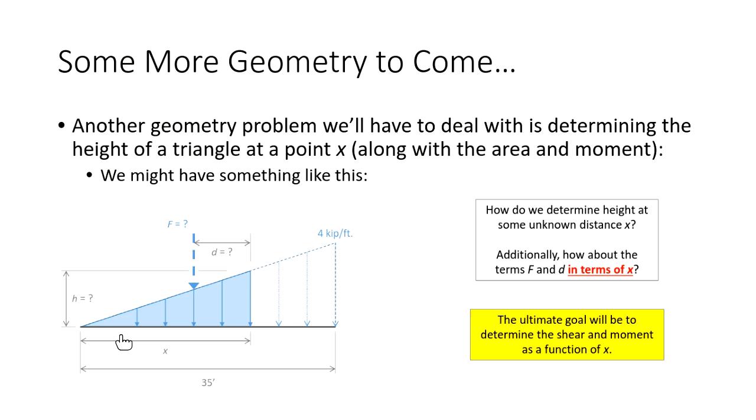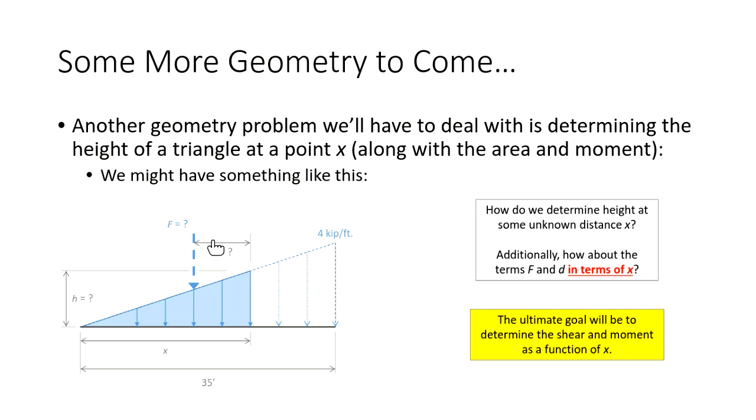Because ultimately what we're going to do today is determine a shear and moment function as a function of x. So the idea is, if I have this triangular load, how do I express this concentrated force in terms of x? How do I express this distance in terms of x? That's going to matter because we need to draw a shear and moment expression, so we need these in terms of x. And I don't want the geometry to mar us up as we start doing this example.